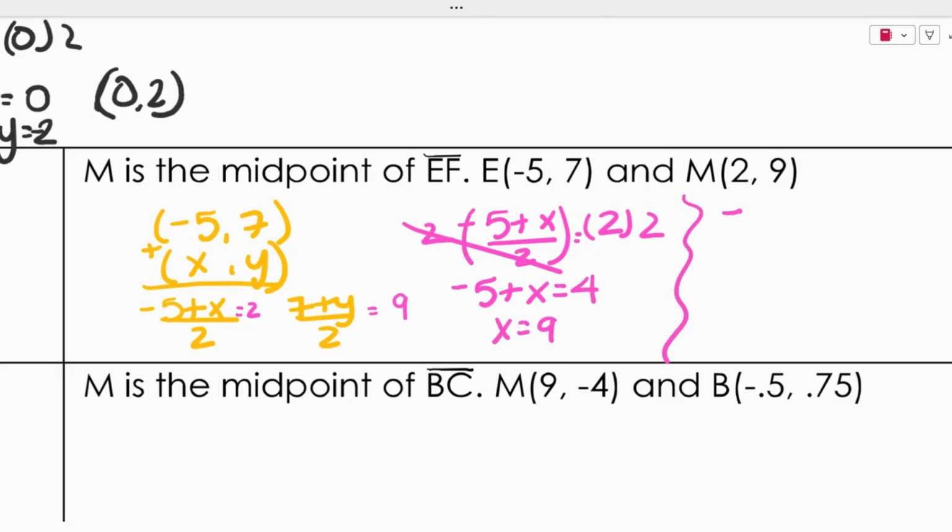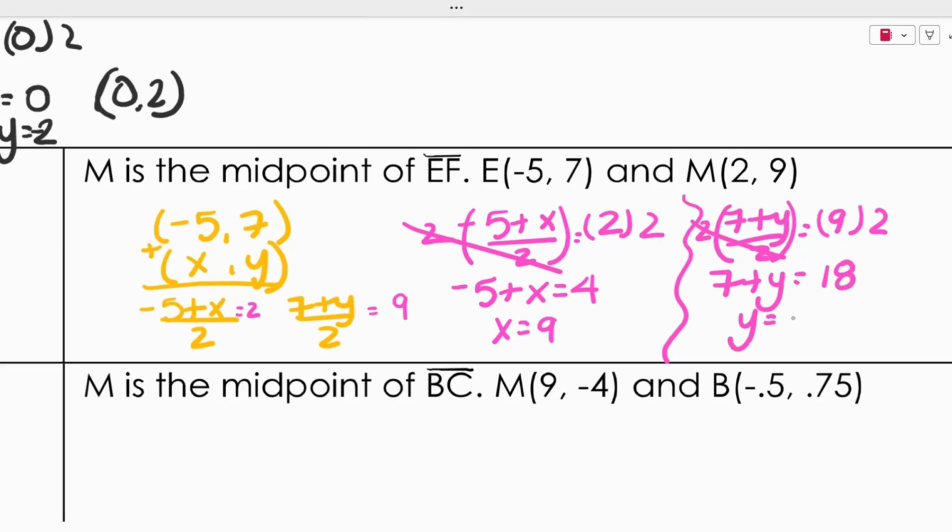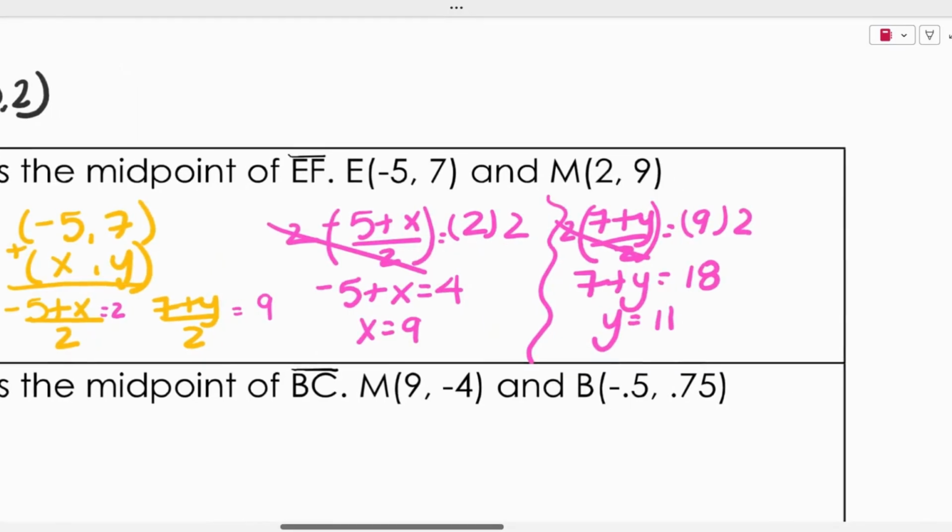And next, I'm going to solve my y equation. 7 plus y over 2 is 9. Multiply both sides by 2 is going to give me 7 plus y is equal to 18. Subtract 7 on both sides, and you get y equals 11. So my other endpoint is going to be located at 9, 11.